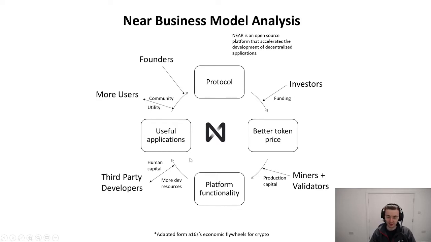So to start, we always start at the top here. Near is an open source platform that accelerates the development of decentralized applications. It's a decentralized development platform that's built on top of the Near protocol, which is public, sharded, developer friendly, and it's a proof of stake blockchain, which is important when we come down to the miners and validators, because they don't have miners. So it's a bit like a public community run cloud, and that means it's highly scalable and low cost.